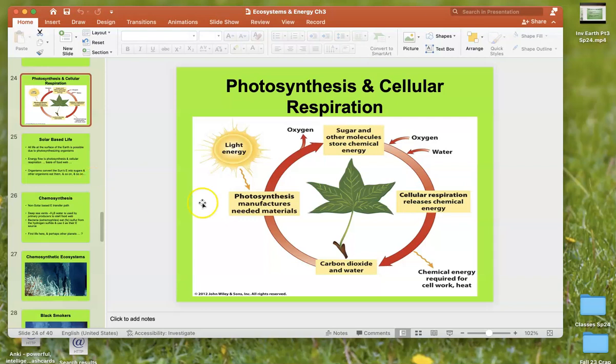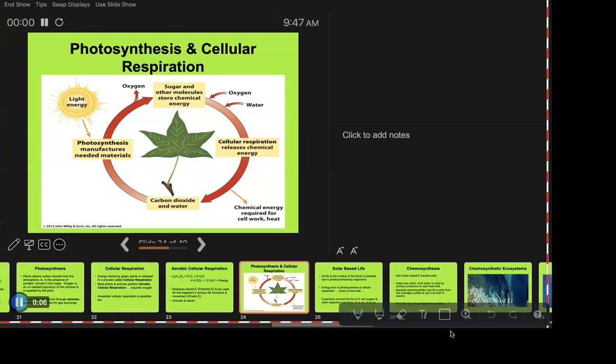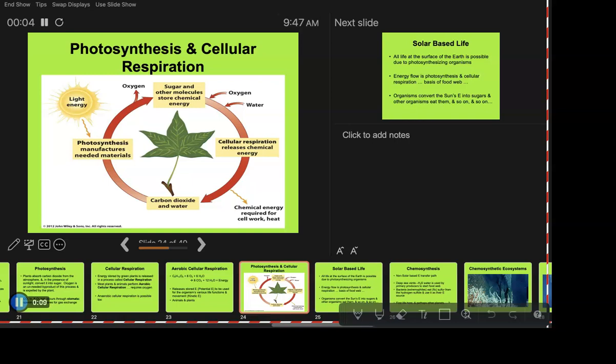Alrighty, folks. So today we're picking up where we left off, talking about life as we know it, as they like to say. We were talking about photosynthesis. We were talking about cellular respiration. Remember all that wonderful stuff.